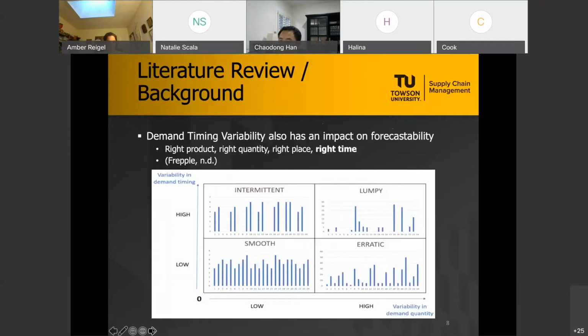And then it's important to note too that demand timing variability also has an impact on forecastability. So again, the 4 rights that I'm focusing on are having the right product in the right quantity at the right place and at the right time. Using that outdoor product line as an example again, we would see something like a lawnmower or a string trimmer looking more like the intermittent in the top left, as opposed to a SKU that's ordered every single day, which would be more of a smooth SKU. The more consistent the volume and the more consistent the timing of the demand, the easier it's going to be to forecast.